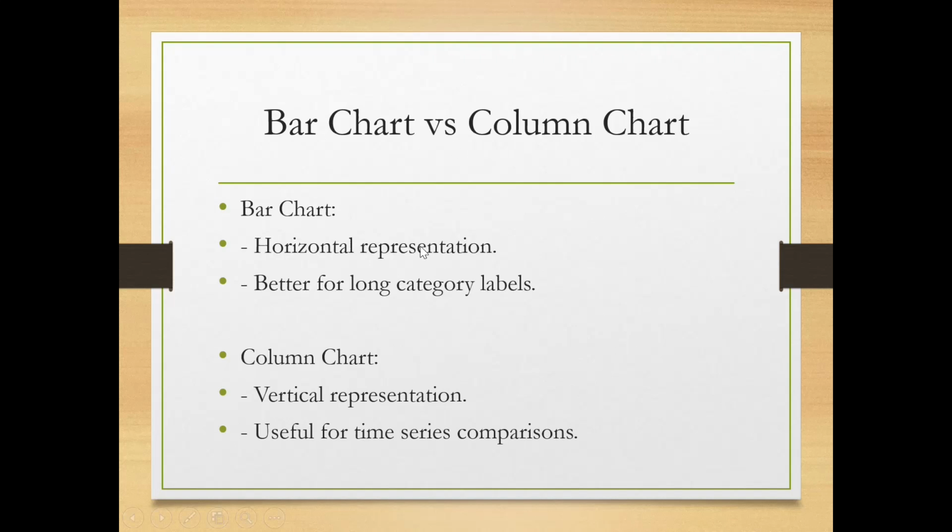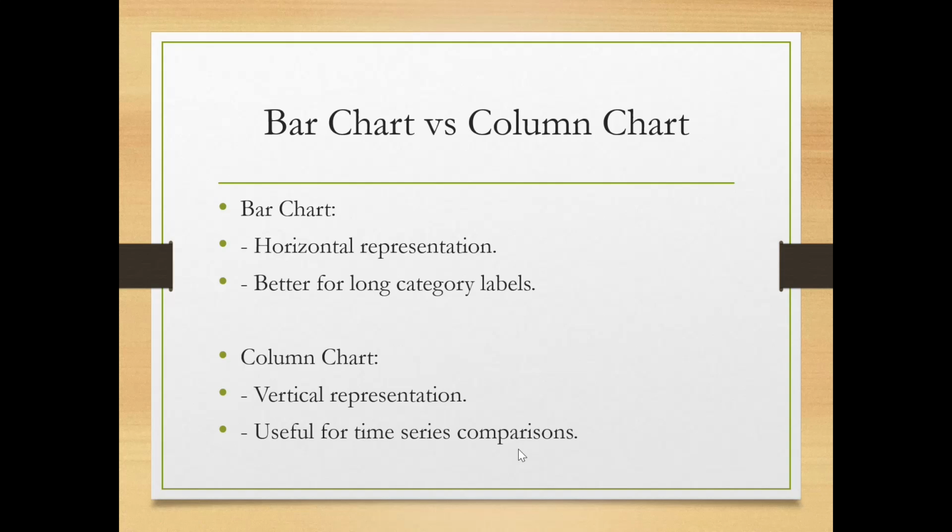Like bar chart is horizontal, column chart is vertical. Bar chart is better for long categorical labels. Suppose you have long categories of data, in that case you go for the bar chart. Column chart is used for time series and comparison, where you're looking at a period of time, like sales for the first quarter, half yearly, or annually. So in that case, I'm going for the column chart.